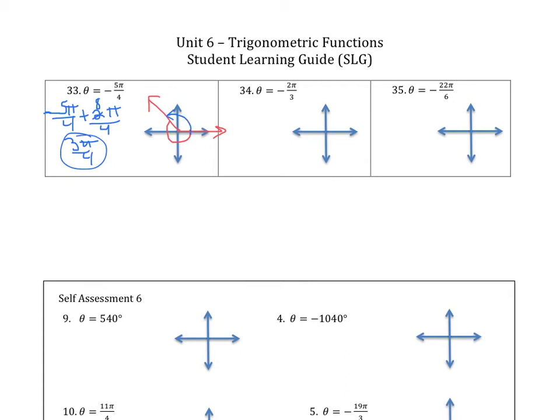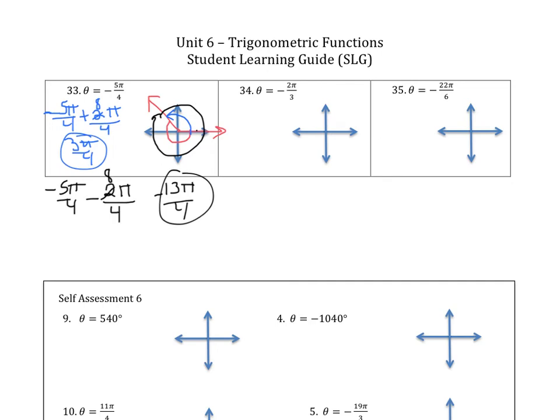And then we can look at negative 5 pi over 4. We're going to subtract 2 pi. Again, common denominator, times 4 is 8. So we have negative 13 pi over 4. And that would be if I went backwards another 2 pi. I'd end up with negative 13 pi over 4. Go ahead, pause the video, and try number 34.